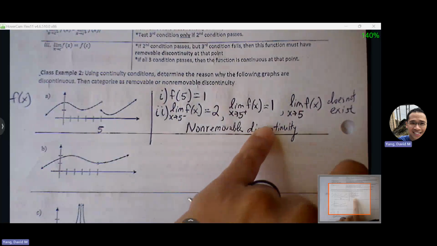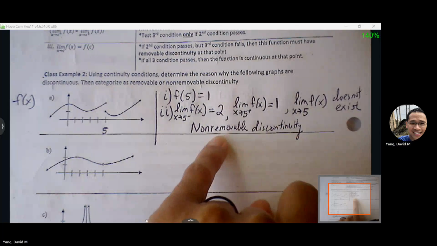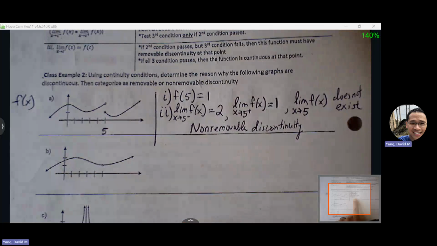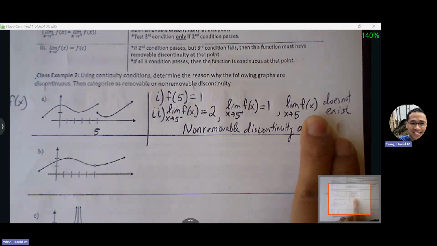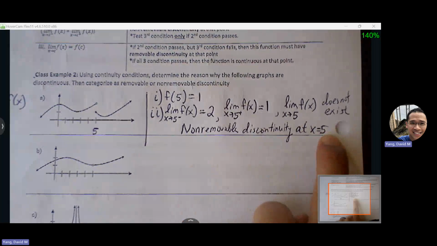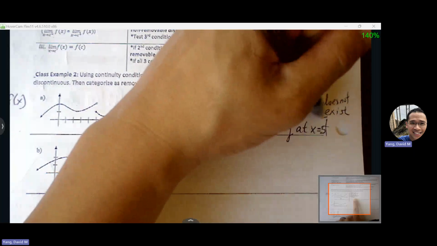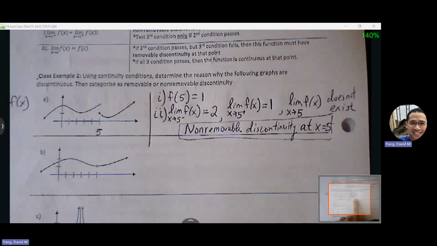Is it discontinuous everywhere? Just where? At 5, so at x equals 5. We want to make sure that we specify the location, because if we just stop without indicating the x value, then we're implying that it's discontinuous everywhere. But we're specifying just one single point where there's an issue, not the rest of the graph.